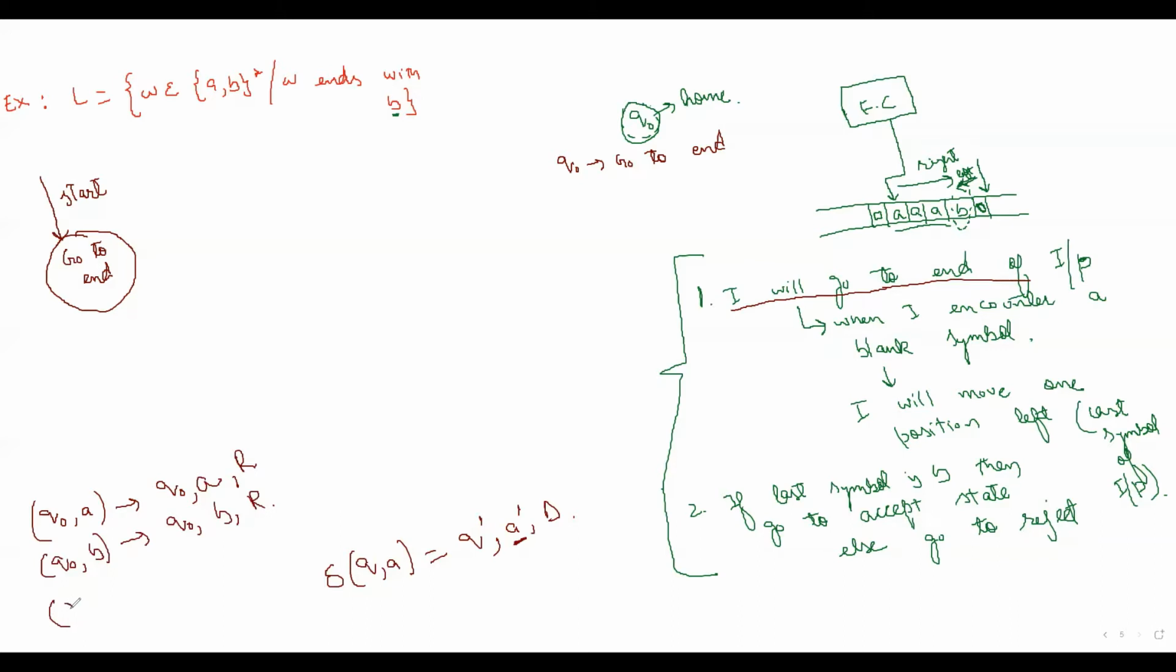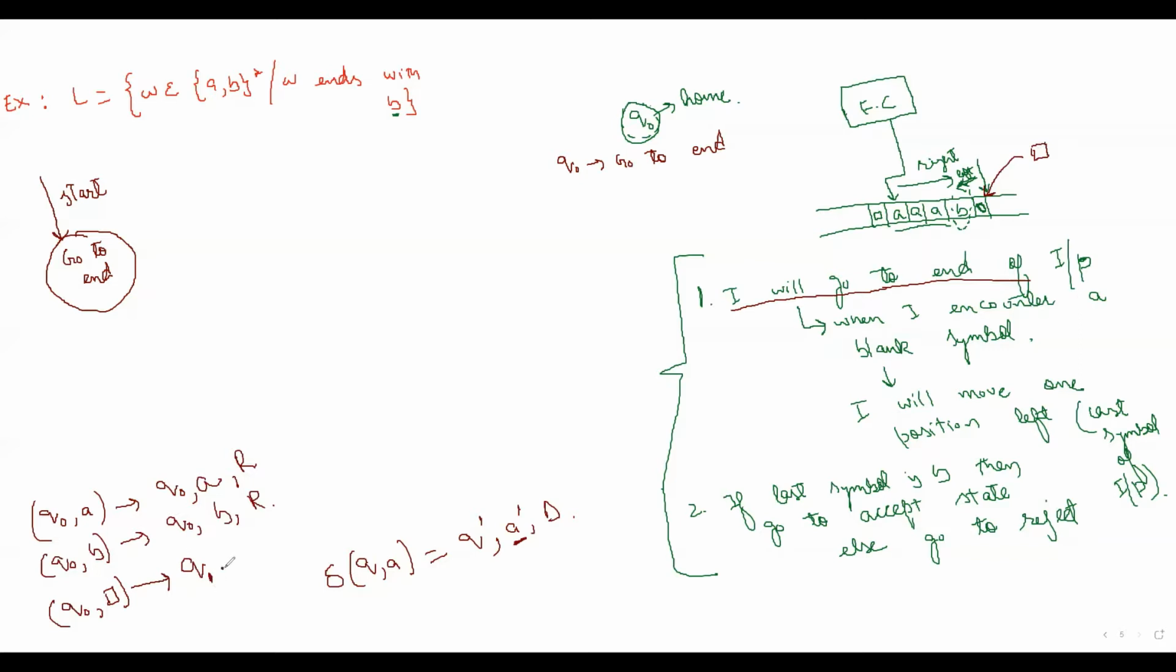However, if in this Q0 a blank comes, blank means that I have reached the last here. It means I have reached the blank symbol. So if blank comes, what should I do? Now I should go to a new state. So let's say the new state is Q1.